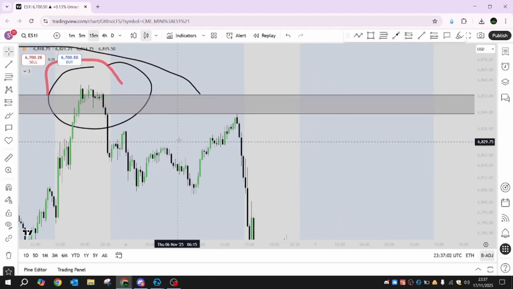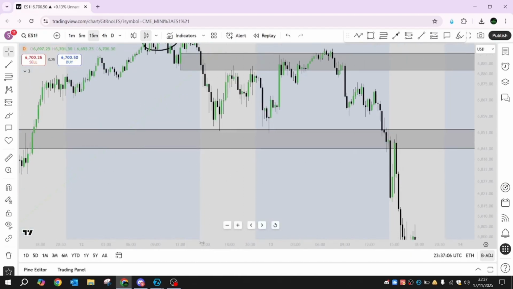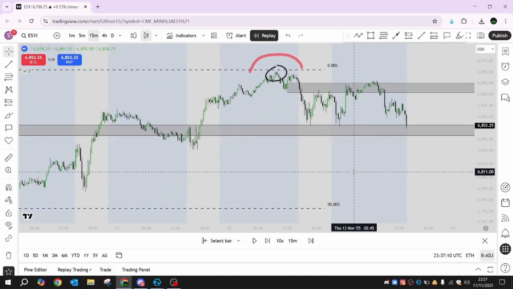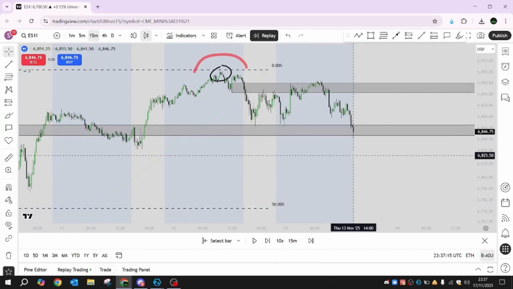Again, we held a supply. So when price on Thursday reclaimed this area, there's only two things that can happen. So we tapped into this zone at, we broke below, call it 9 a.m.